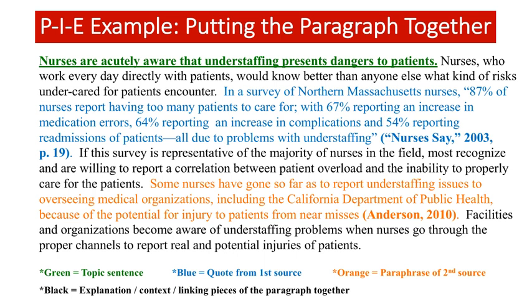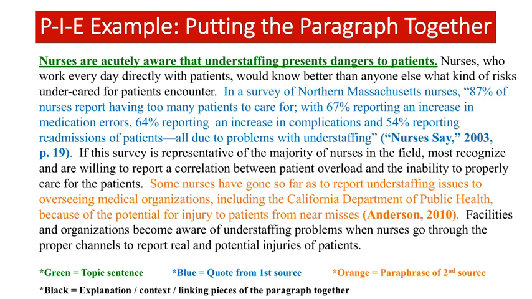All right, so here is the end product of what came out. So the green sentence that's underlined is the topic sentence, the main point that we already had established, that nurses are acutely aware that understaffing presents dangers to patients. And then I have a source in blue that I left as a quote, so the wording is exactly word for word from the source.